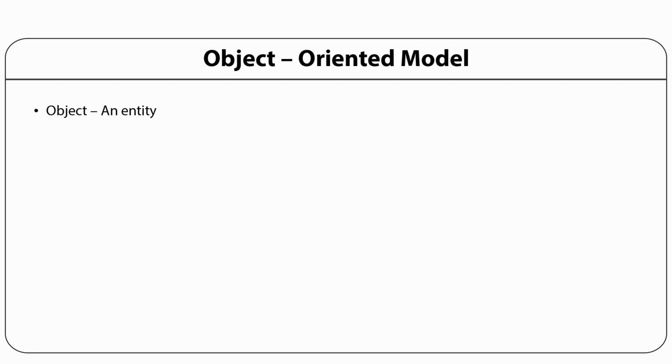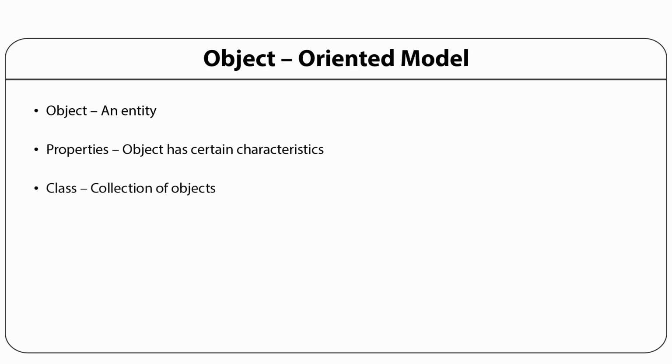Then each object possesses certain characteristics. We call these characteristics properties. Then we have a class. A class is nothing but a collection of objects. So when there is more than one object with the same kind of properties, we call it a class. Then a class can itself have certain attributes. It is not only objects that will have properties. The class itself can have certain attributes. So you can see the properties are not only associated with objects, the properties are also associated with the class.